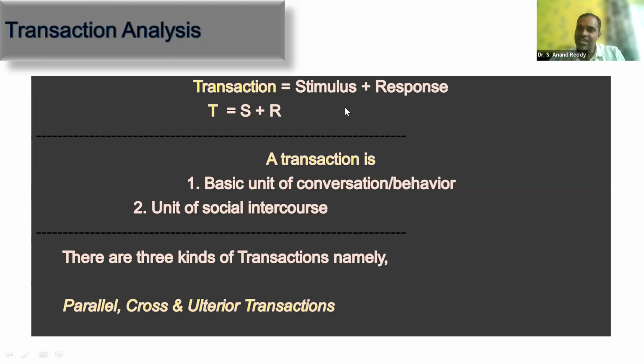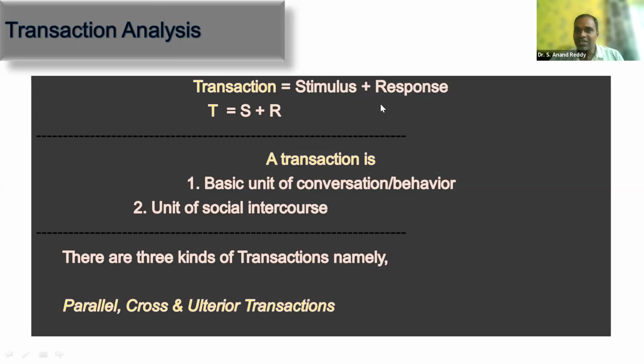then there is a kind of response. Now, what is transaction analysis? Stimulus plus response is equal to one transaction. It's very simple. I give a chocolate to my child, and then my child will give me a kiss. That is one complete transaction.